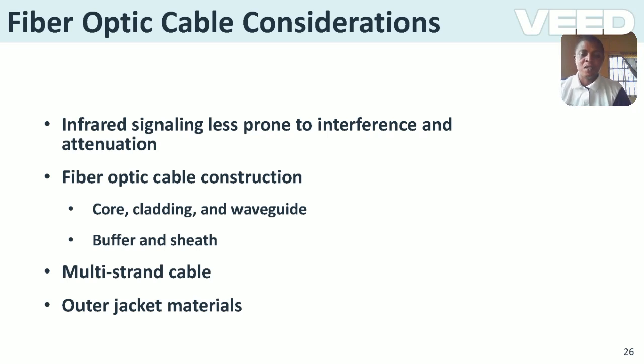We also have the multi-strand cable and the outer jacket materials. With all this, it is very difficult for anybody to distort the transmission of data from one location to another. It is very difficult to penetrate. So interference and attenuation are nothing to affect the communication in a fiber optic.